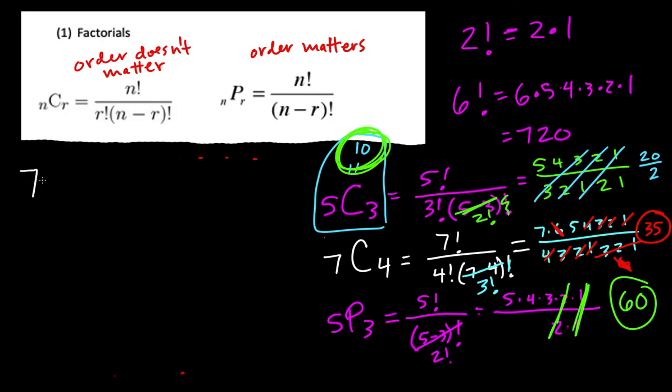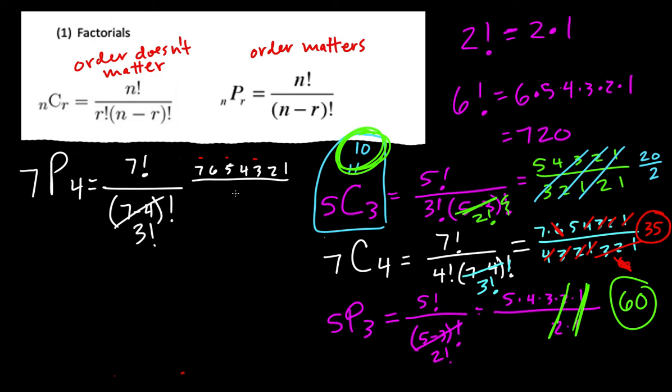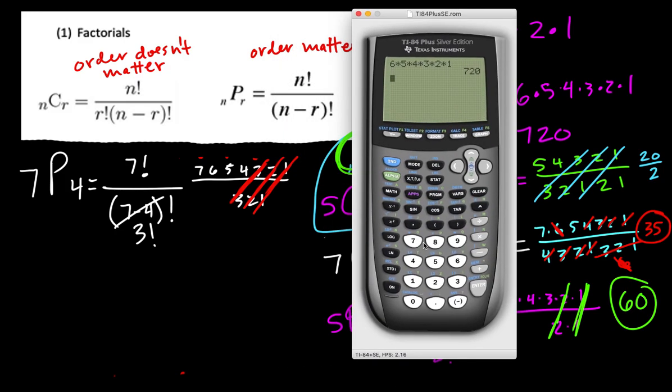So it's going to be 7P4. So I'm using this formula up here. 7 factorial over 7 minus 4 factorial. So we get 7, 6, 5, 4, 3, 2, 1. And then this is like 3 factorial, so 3, 2, 1. Cross out the 3, 2, 1. And I'm going to pull up a calculator for this one. So 7 times 6 times 5 times 4, and that gives me 840.